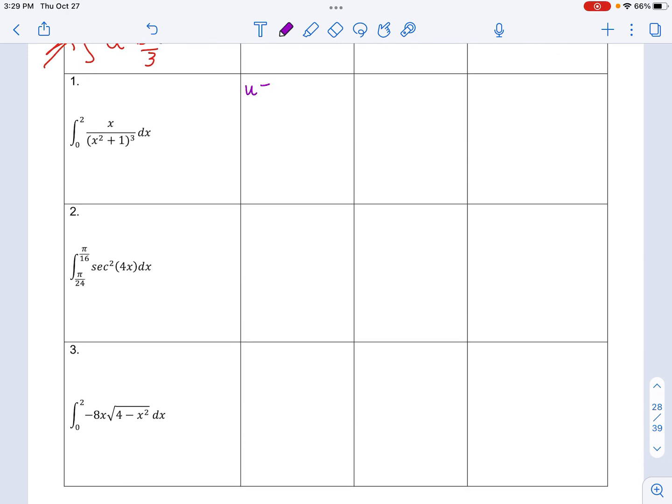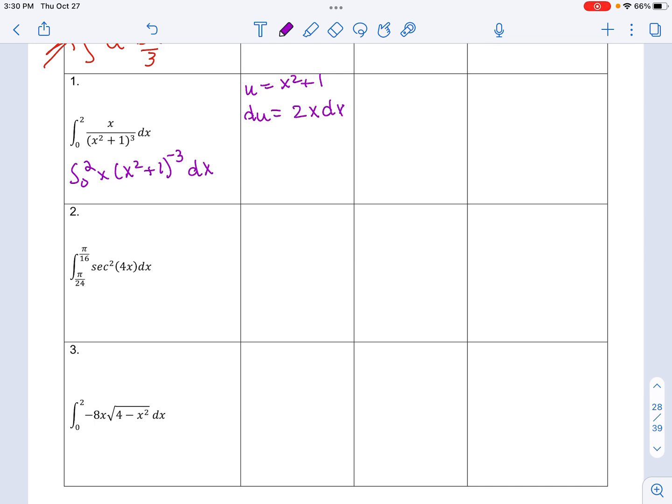My inside function is x squared plus 1. Remember we talked about when you have things on the bottom, raised to a power that's not 1, bring it to the top. My du here is going to be 2x. I'll bring that dx over.